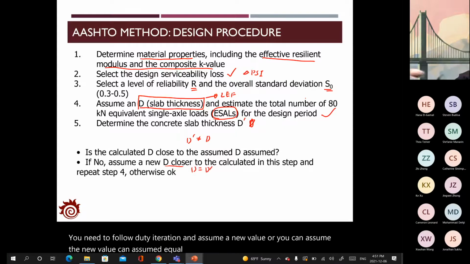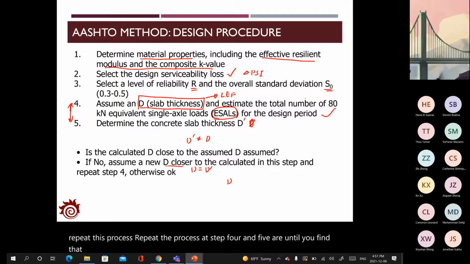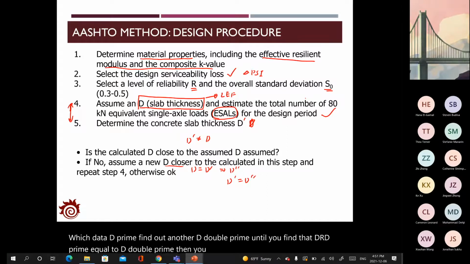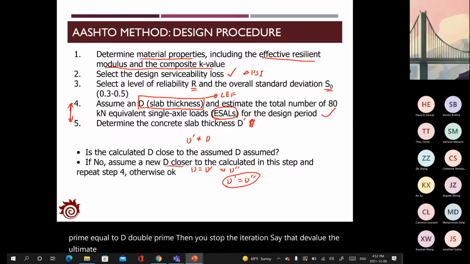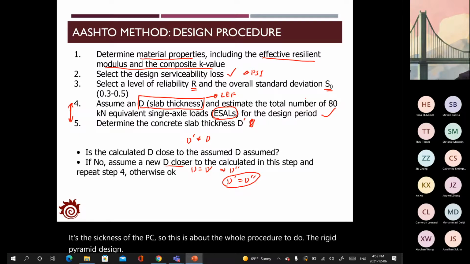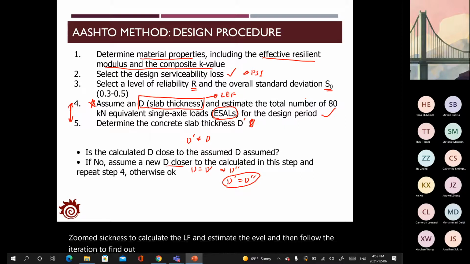You can assume D equal to D prime for the new iteration, and then repeat the process at steps 4 and 5 until you find the value of D prime, then find another D double prime. Until you find that D prime equals D double prime, then you stop the iteration. The ultimate value you calculate is the thickness of the PCC slab. So this is the whole procedure to do the rigid pavement design. The key part is how to use the assumed thickness to calculate the LEF and estimate the ESAL, and then follow the iteration to find the steady value of the slab thickness.